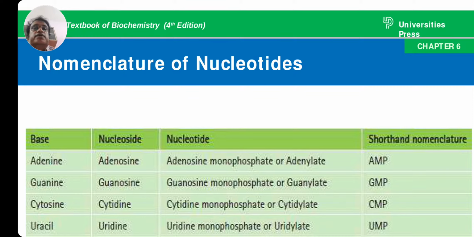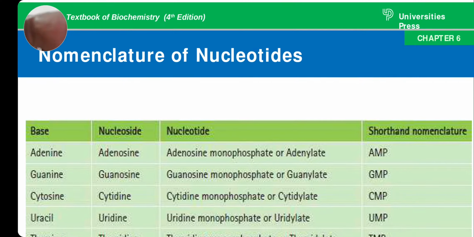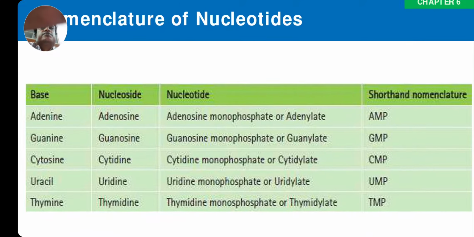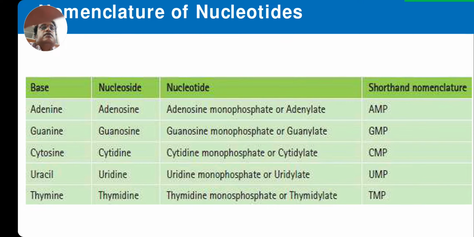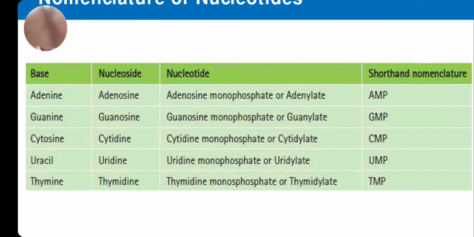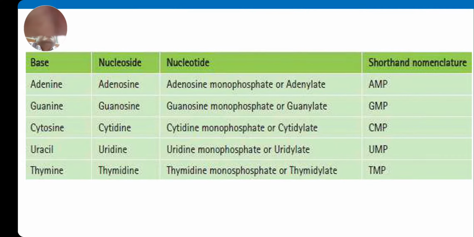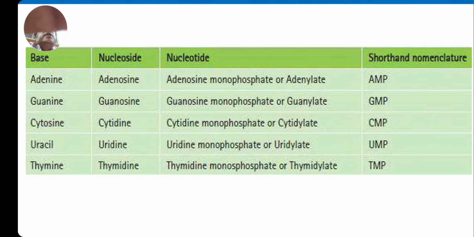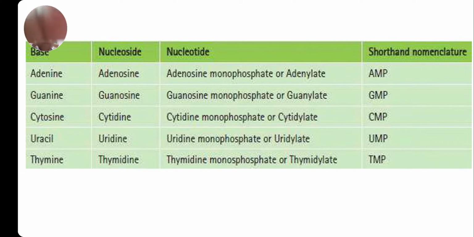For example, adenine gives adenosine monophosphate or adenylate, guanine gives guanosine monophosphate or guanylate, cytosine gives cytidine monophosphate or cytidylate, uracil gives uridine monophosphate or uridylate. Likewise, thymine gives thymidylate.